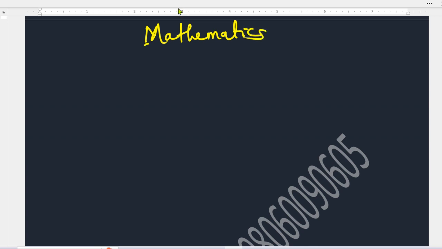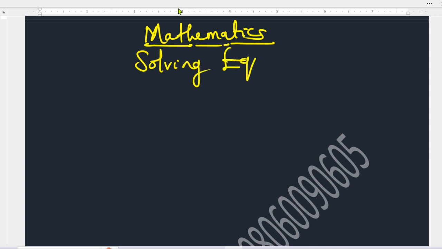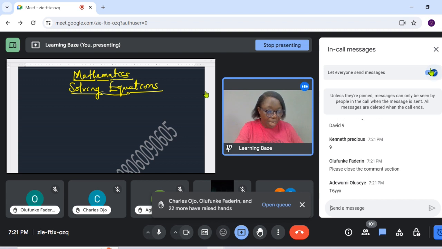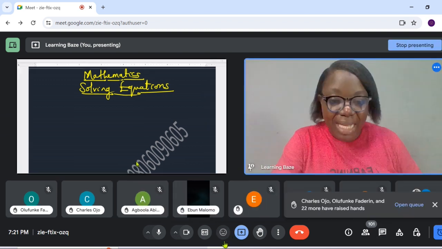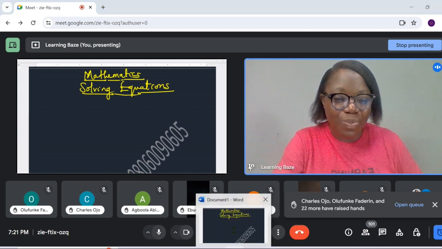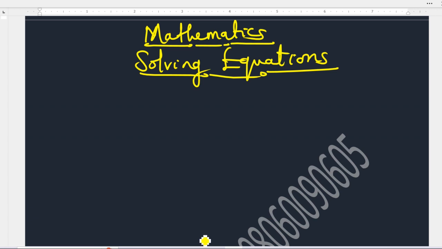So right now we want to learn what we know as solving equations. In mathematics, many times we solve equations. Solving equations is a subtopic under algebra. Everybody will have to pay attention to my screen right now. I have closed the comment section. Thank you for responding. So now let's learn solving equations.